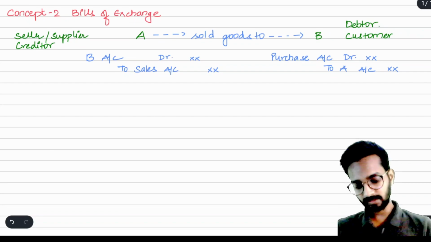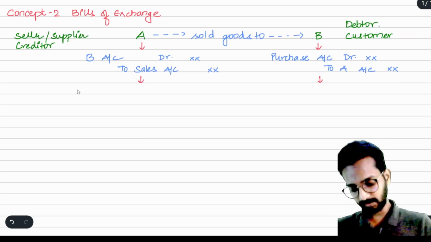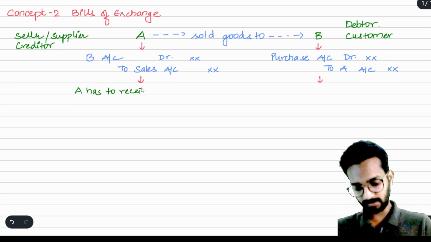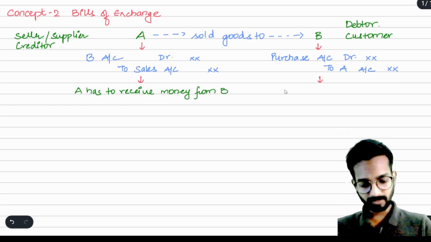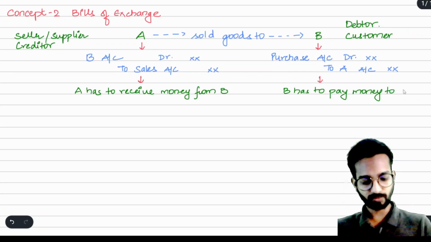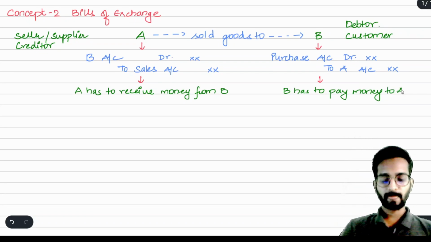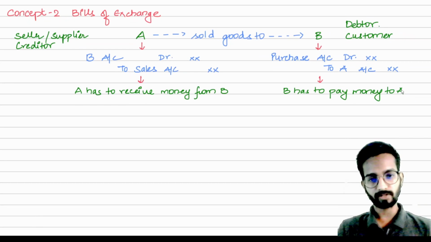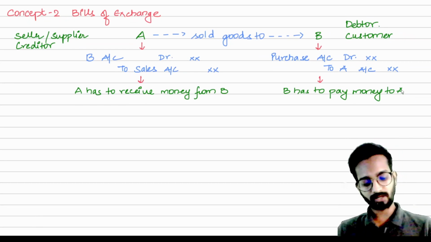I will just write here for more clarity that A has to receive money from B and B has to pay money to A. Simple enough. Now this is the basic thing that has happened, but we all know that B doesn't have money to pay right now to A. Then what does A do?